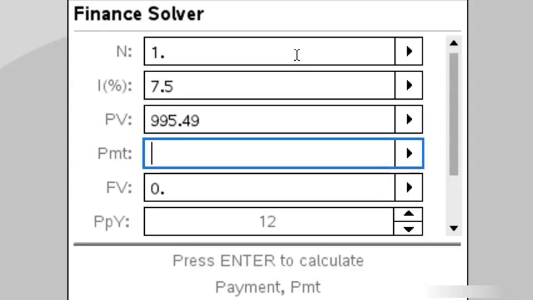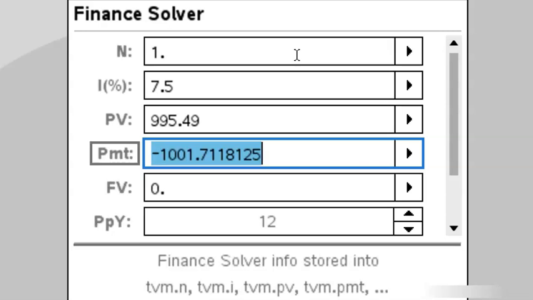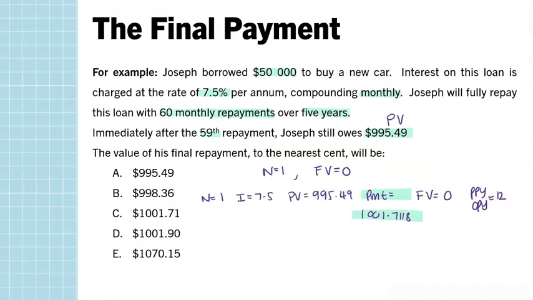Then when we come back to our payment amount, this is telling us that I need to make a one-off payment of $1,001.71 in order to fully repay the loan, given the information that has been provided. And so we can see here, of the options provided, we have C as our best answer.